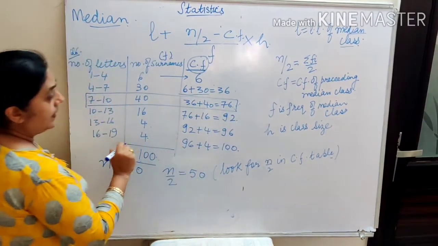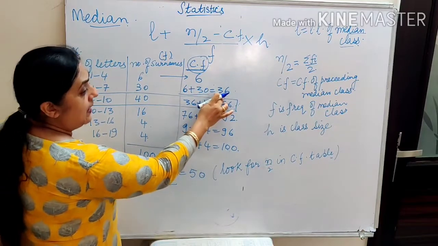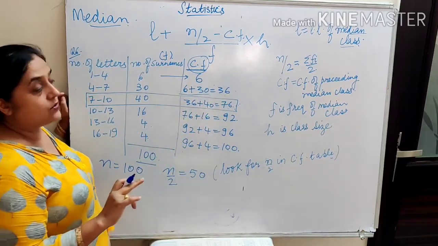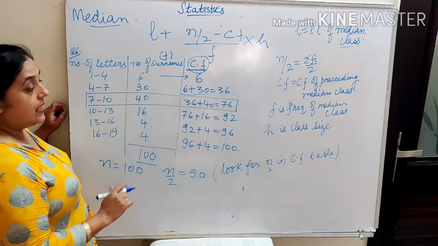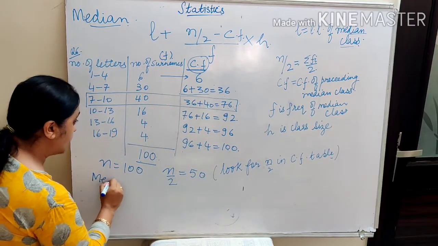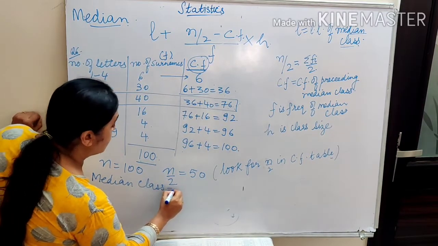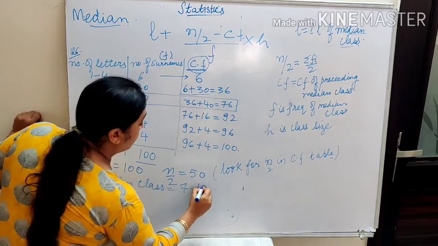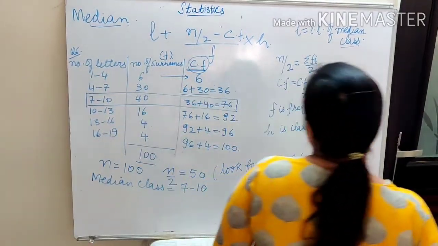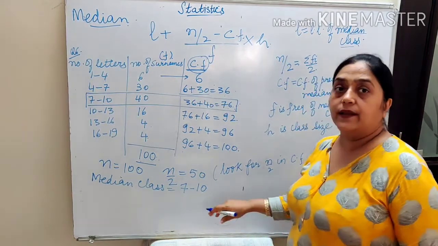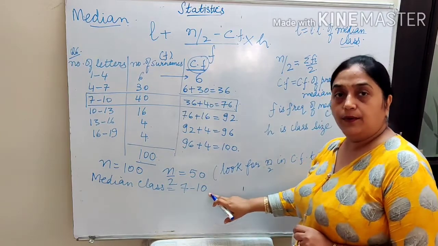Is it clear? Now this was 36, this was 76. So where will 50 come? It will be after 36 only. So it must be lying in this interval 7 to 10. So my median class, what is my median class? Median class is equal to 7 to 10. While finding out median or mode, it is compulsory to write what the median class is. So median class is 7 to 10.